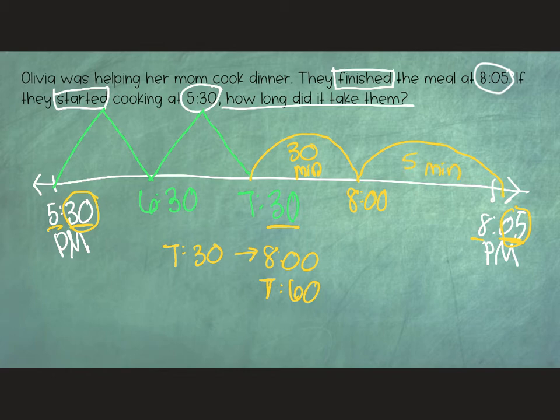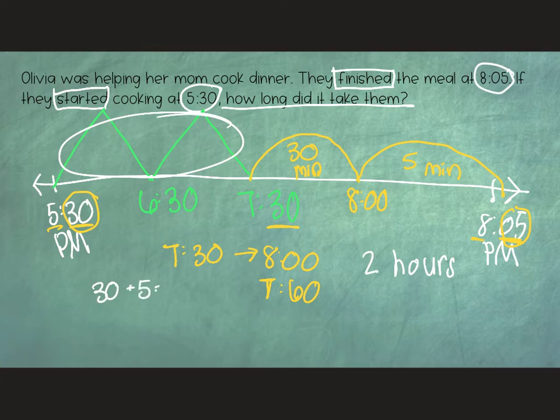Now I can add up. I have 2 hours here. And then I have 30 minutes and 5 minutes, which equals 35. So my answer is 2 hours and 35 minutes.